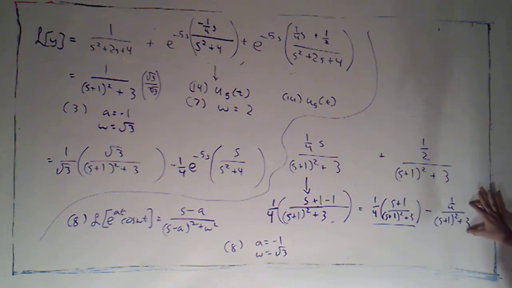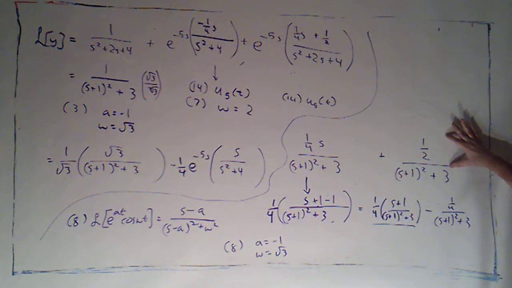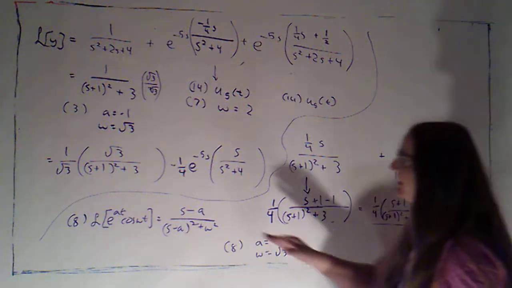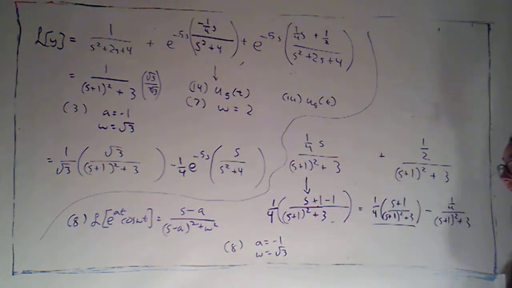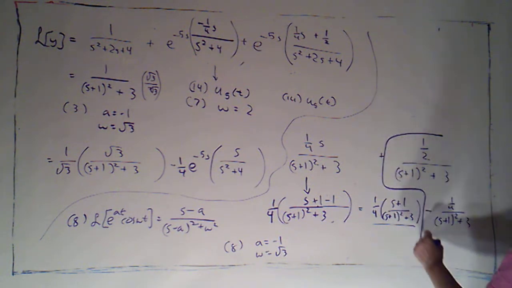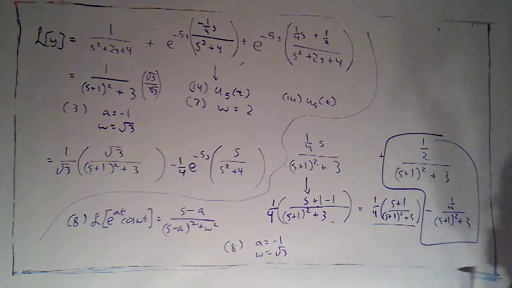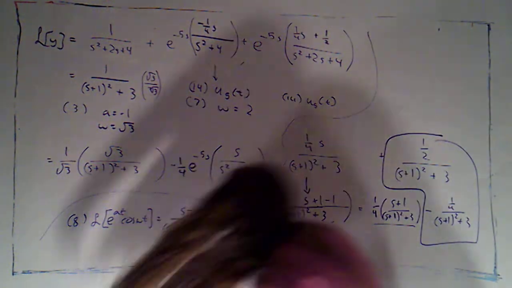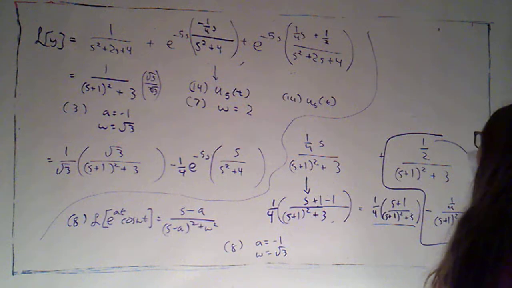Now this piece I'm going to be able to combine with this piece to try to make this match the formula for e to the at times sine omega t, because I'll have just a number on the top. So I've got these two pieces to deal with still. Okay, let's see. I can do this. I hate having this small board.